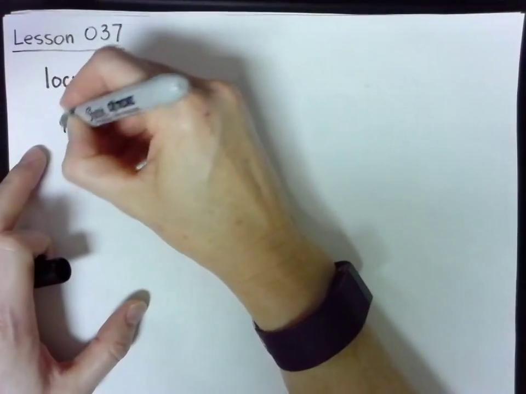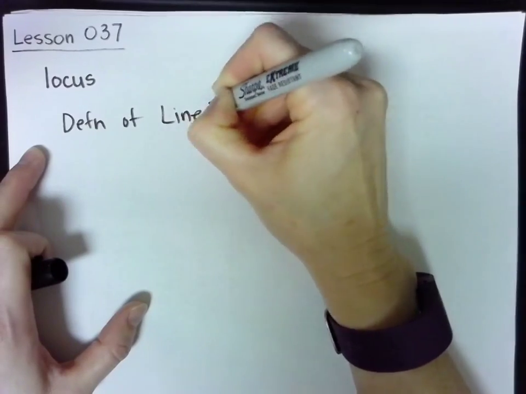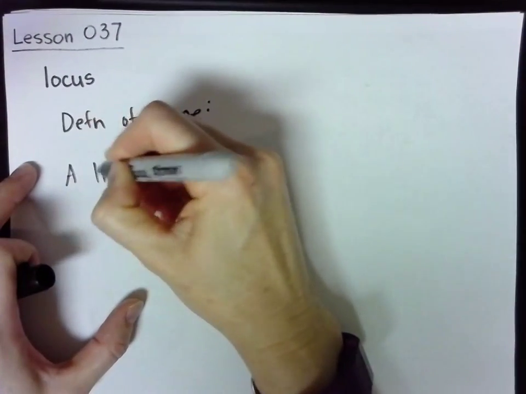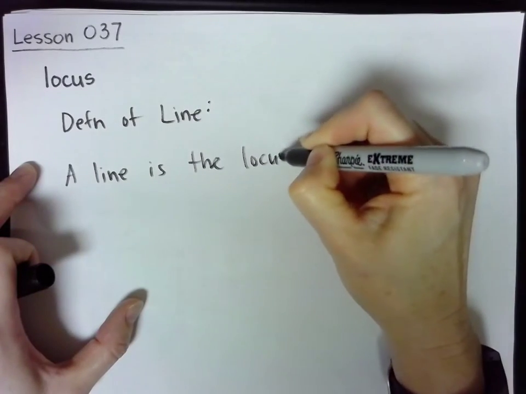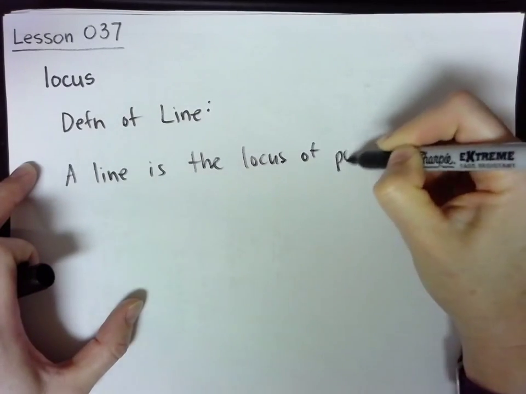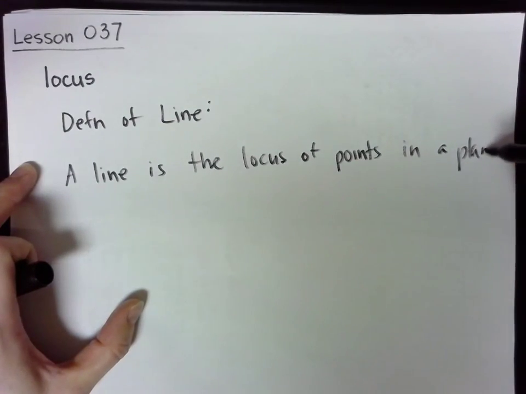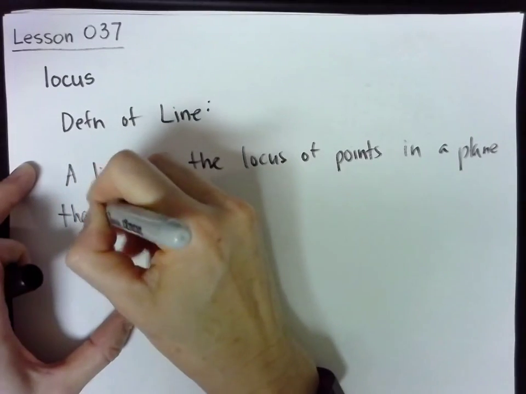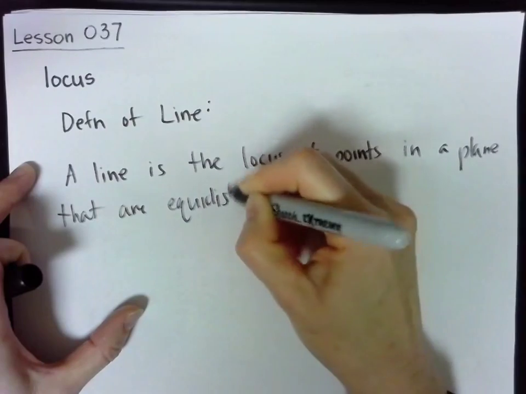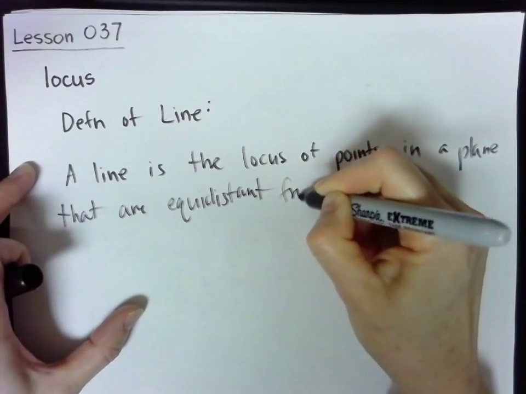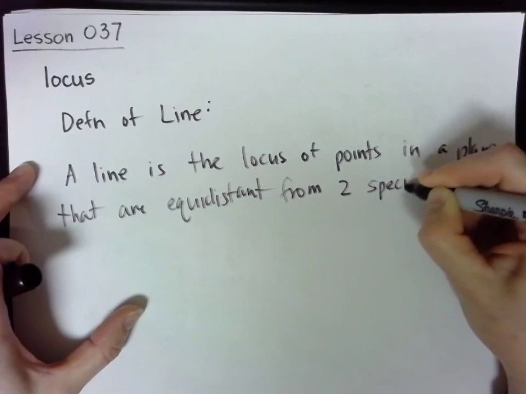So the definition that they give us for a line is this. A line is the locus of points in a plane that are equidistant from two specified points.